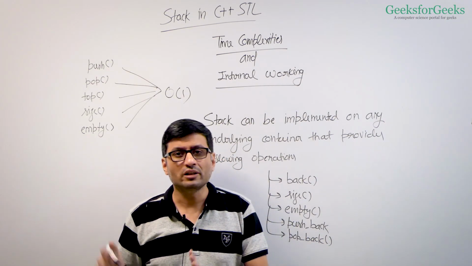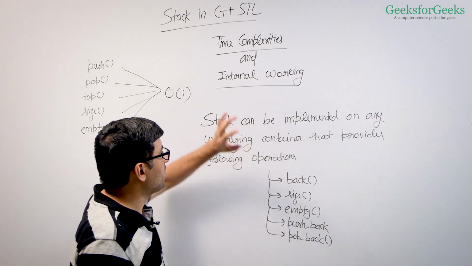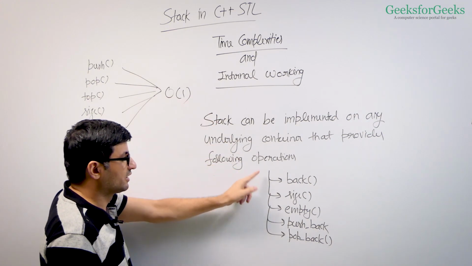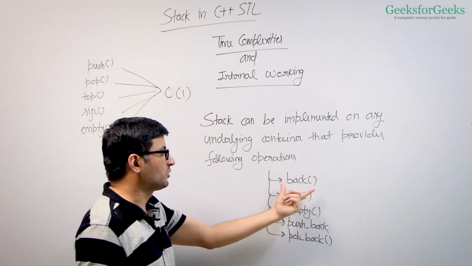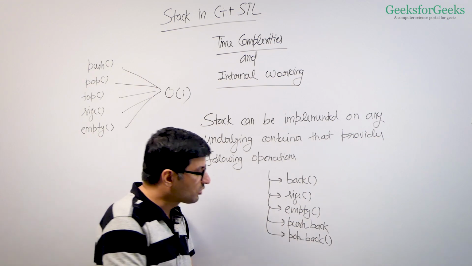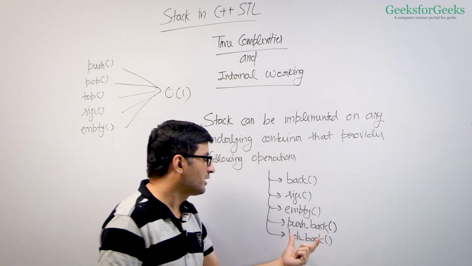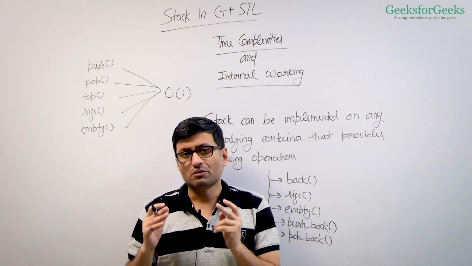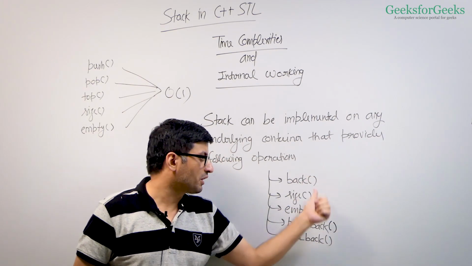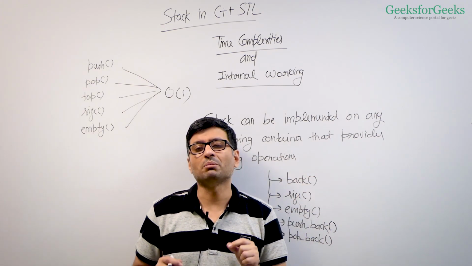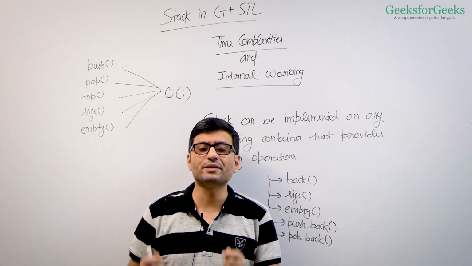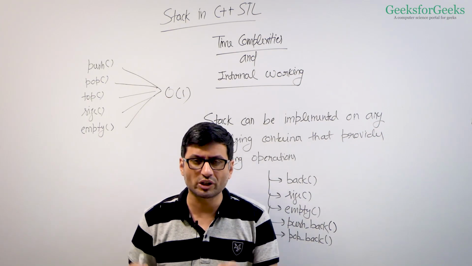How do they work internally? A stack container can be implemented on top of any underlying container that provides these functions: back, size, empty, push_back and pop_back. Back is to get the last element, size is to get the size, empty to check whether it is empty or not, push_back to insert an item at the end, pop_back to remove the last item. The 3 containers, list, vector and deque, all provide these functionalities. So stack container can be implemented using any of these three containers. By default, it is implemented using the deque container.